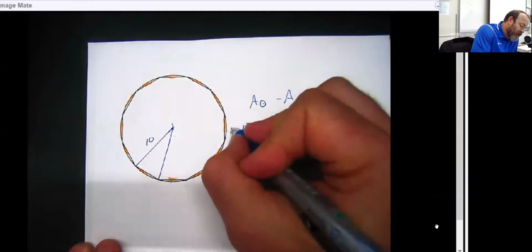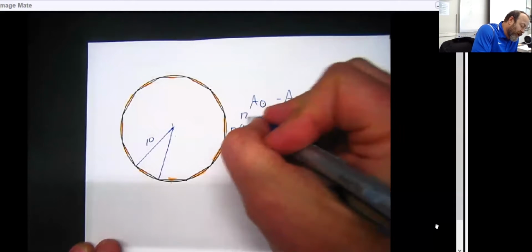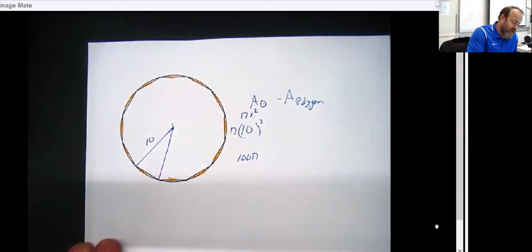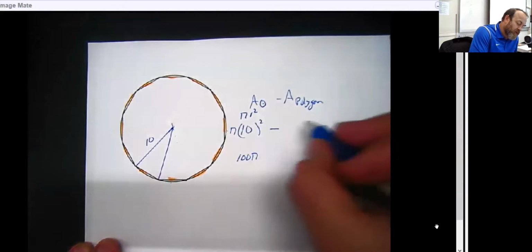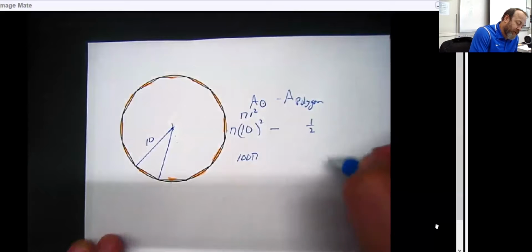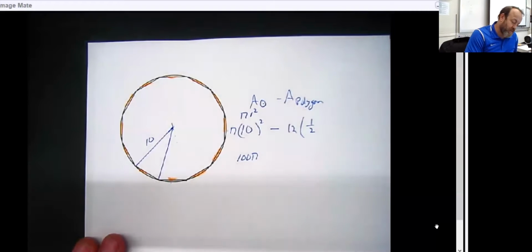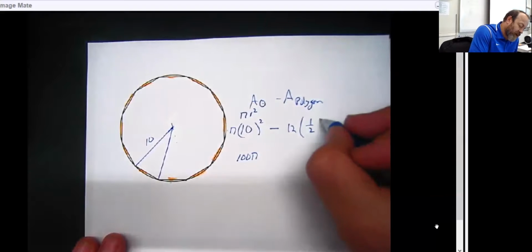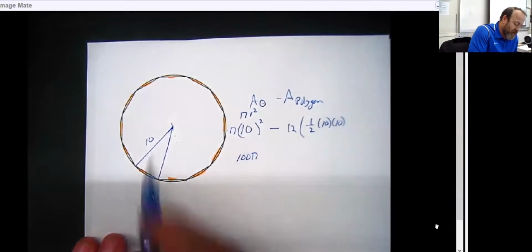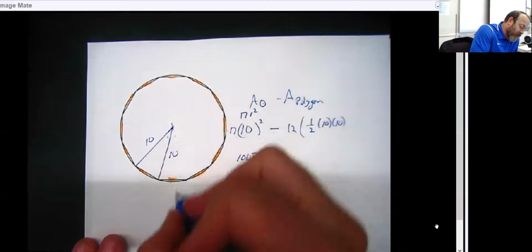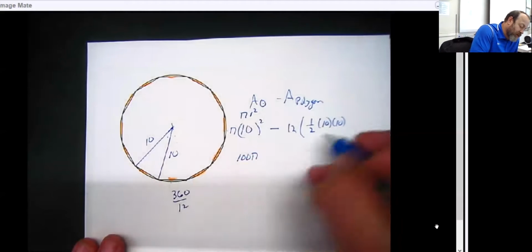It's pi r squared, right? So that's going to be easy. That's just 100 pi. That didn't take much. And then what we need to do is go find the area of that polygon. So since it's a dodecagon, there's going to be 12 triangles that make this thing up. And so we have 1/2 of 10 times 10. That's the side times the side times the sine of the angle in the middle. And that angle in the middle would be 360 divided by 12, which is 30.